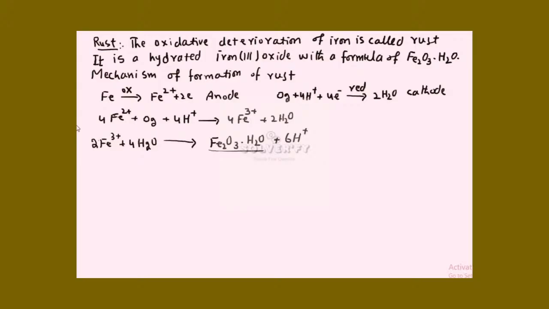As the rust has a porous surface, it does not stop the rusting further, and oxygen and moisture reach the surface of iron and it goes deeper and deeper into the surface. Now there are many methods for the prevention of corrosion.